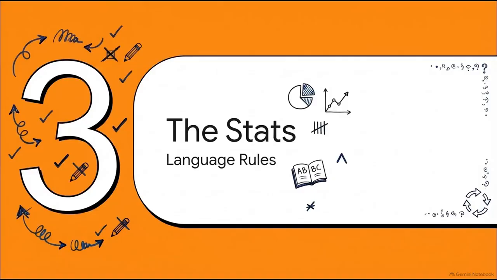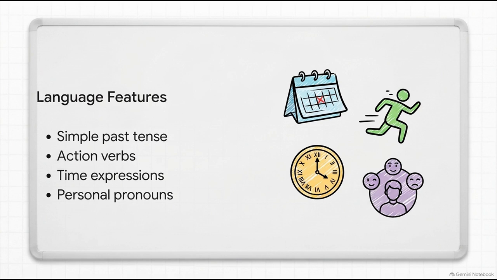All right, Section 3, the stats. Time for the language rules. Now that we've got the structure down, we need the raw materials to actually build it. And look, I know what you're thinking, but grammar rules aren't just meant to be memorized for a test. They are incredibly effective tools for storytelling.